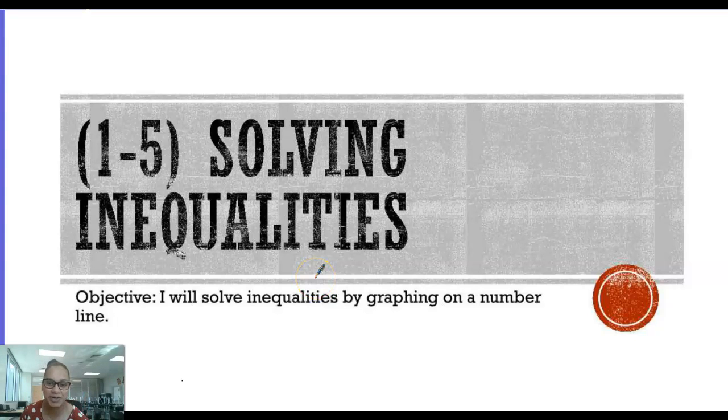Hi guys, today we're going to work on the notes for September 8th. This is section 1-5, solving inequalities. This is really similar to solving equations, so if you're doing okay with that, then hopefully this lesson will be pretty nice for you. There's just a couple of little tweaks that you'll need to know about. So by the end of the lesson, we'll hopefully be able to solve inequalities by graphing them on a number line. Let's get started.